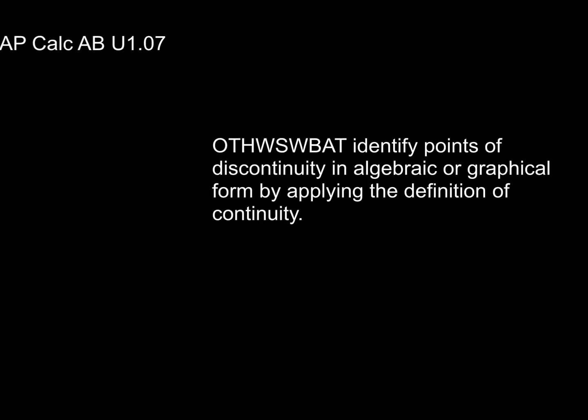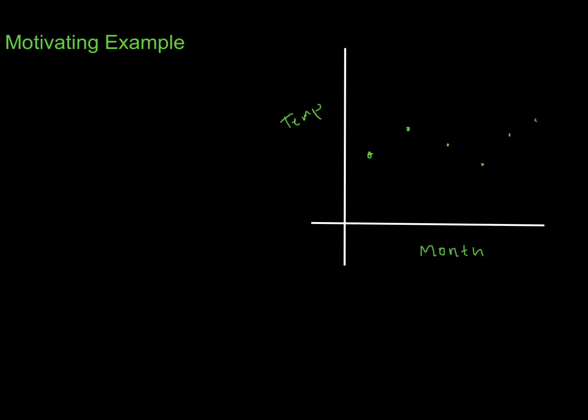So today we're going to identify points of discontinuity in algebraic or graphical form by applying the definition of continuity, or in other words, what does it mean to be continuous? So we're going to take a look at an example, and then we're going to define a continuous function and take a look at some examples of where functions are not, in fact, continuous. Okay, so let's take a look at a motivating example.